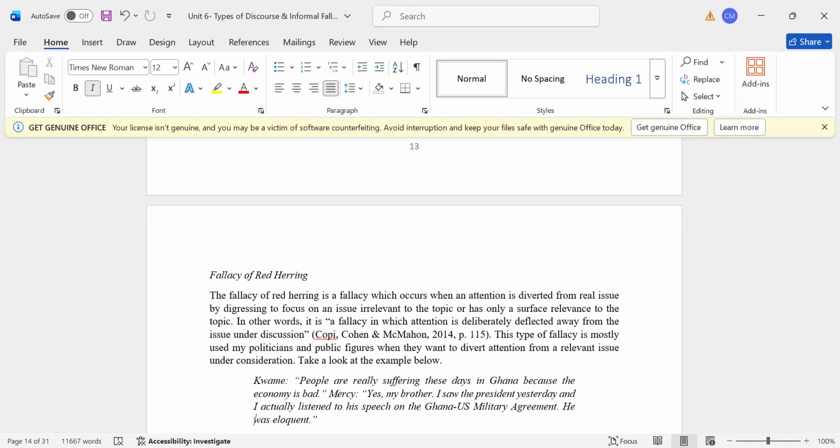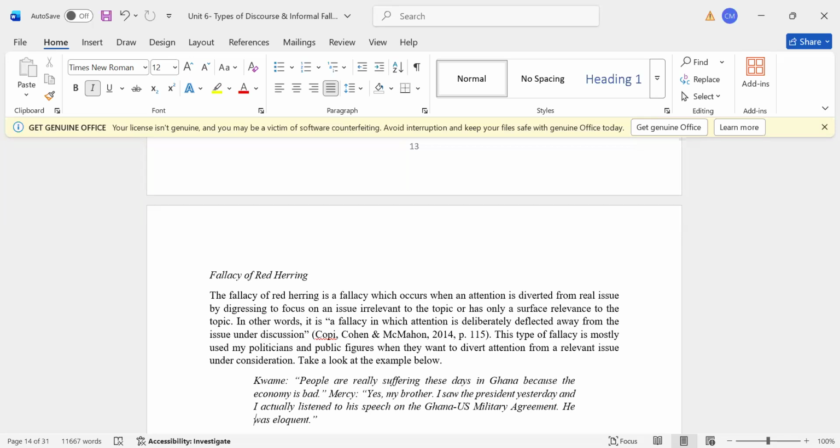So if we divert attention from the topic and focus on something which is not relevant to the topic, then you have committed a fallacy of red herring. Politicians like this too. When you ask them something about a particular topic, they will not focus on that topic. They'll move away from that topic and talk about something else. Sometimes it is good. We call it evasion. You evade the whole topic or the question and move on to talk about something else. It's a fallacy of the red herring.